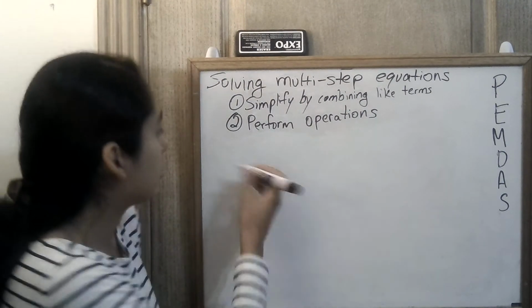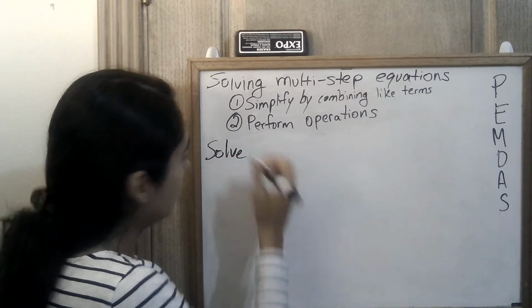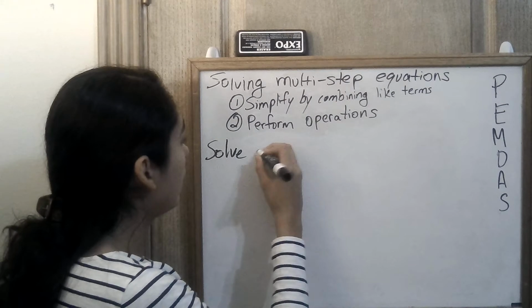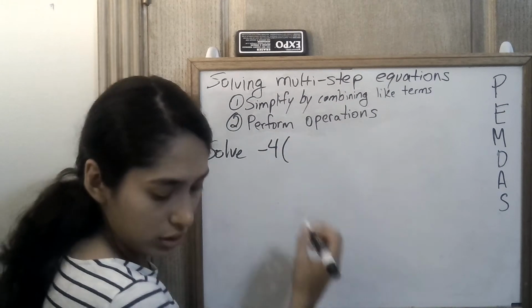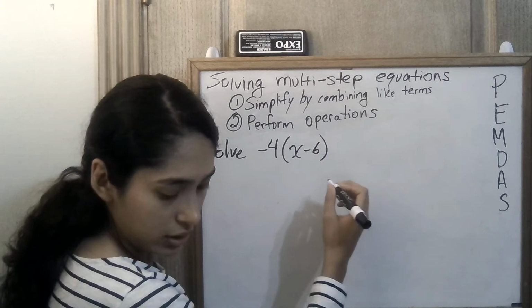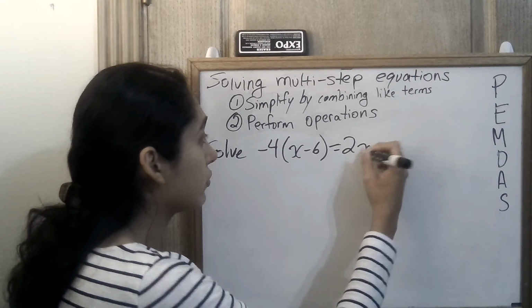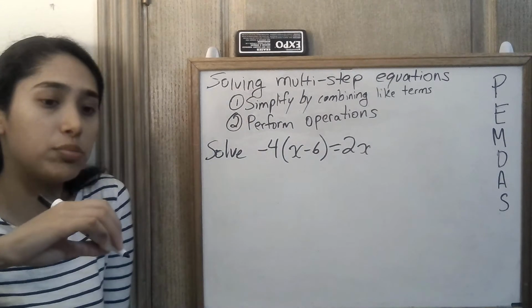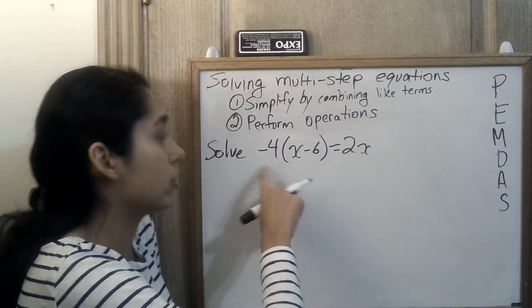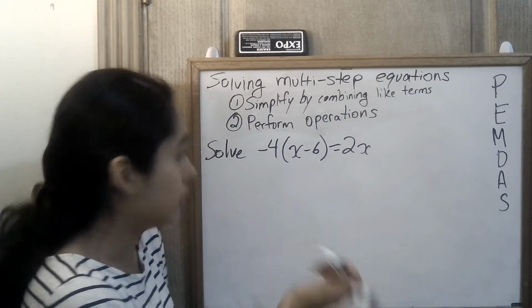So here it says solve -4 times x minus 6 is equal to 2x. Right here, I actually have to perform the operations. I can do the distributive property, and I'll just go ahead and do that.